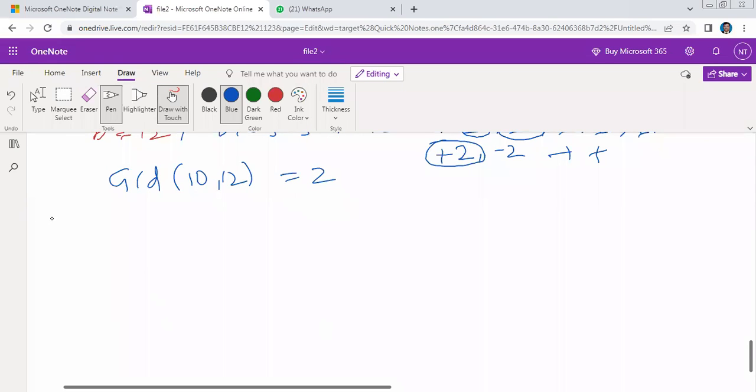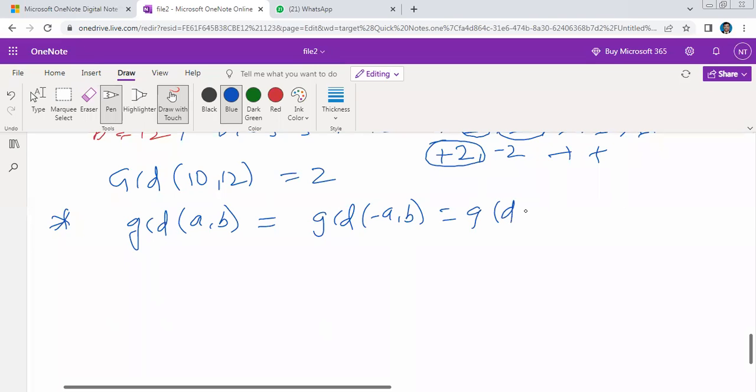Now we have one property: GCD of any two numbers a, b is the same as GCD of -a, b. Another one is GCD of a, -b also the same. GCD of -a, -b, all are the same. These greatest common divisors are all the same.